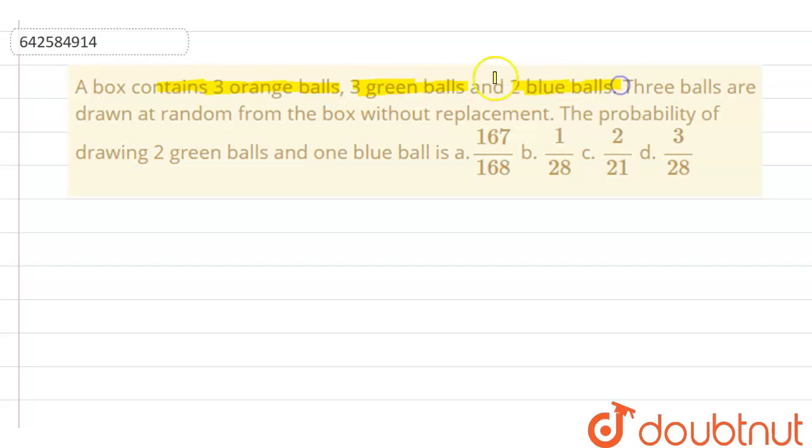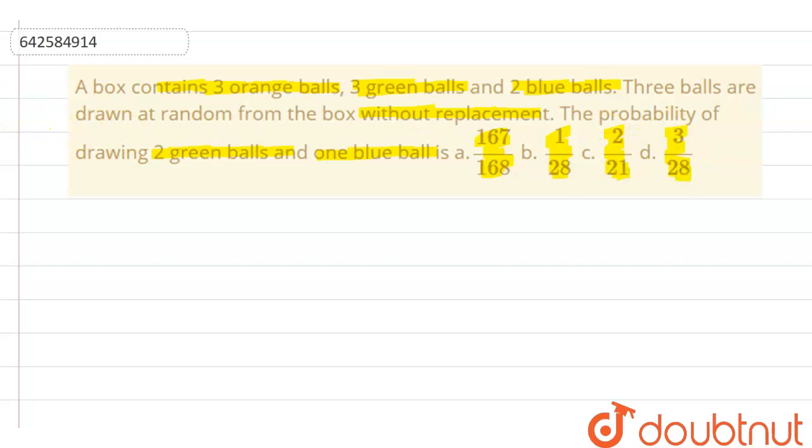Here, the question is: a box contains 3 orange balls, 3 green balls, and 2 blue balls. 3 balls are drawn at random from the box without replacement. The probability of drawing 2 green balls and 1 blue ball is, we have 4 options. Option A 167 by 168, option B 1 by 28, option C 2 by 21, or option D 3 by 28.